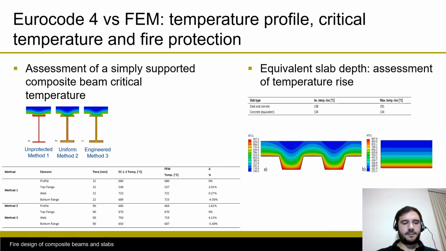So on the left, we have a summary of the comparison between the analytical and numerical approaches, and it was concluded that the differences in the temperature profiles are no more than 5 to 6%, so the three options provide very similar answers. On the right, we have a further study which compares the effective depth proposed by Eurocode 4 1-2 to assess the slab minimum insulation thickness.